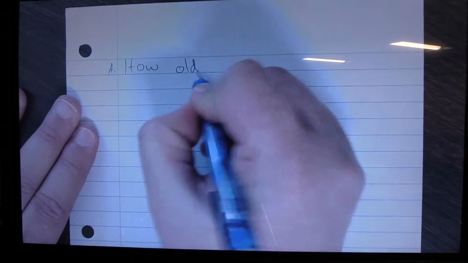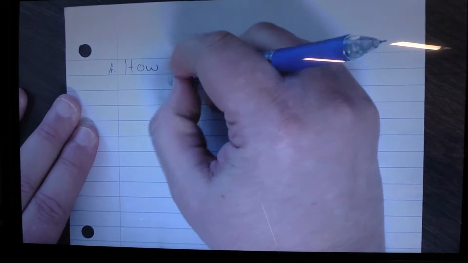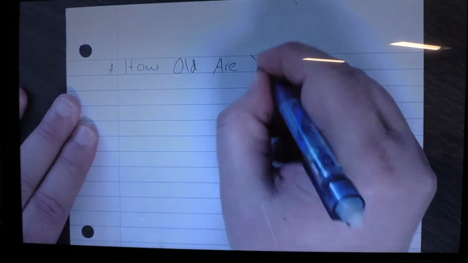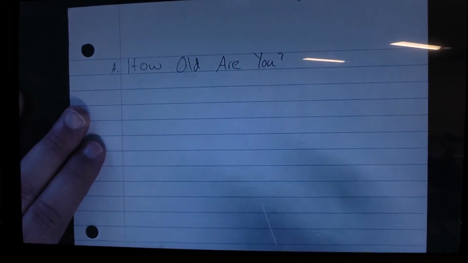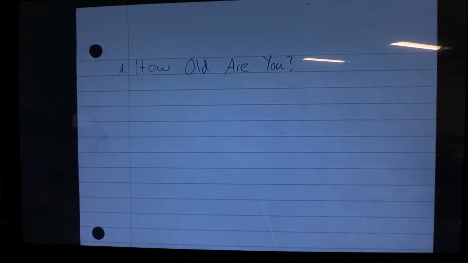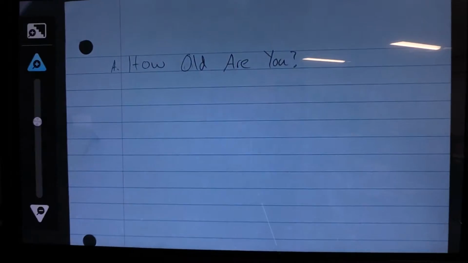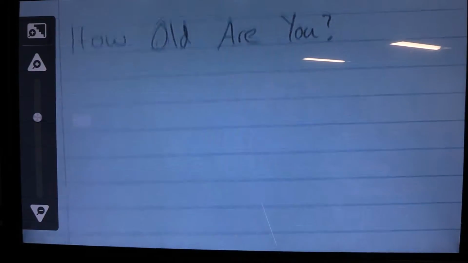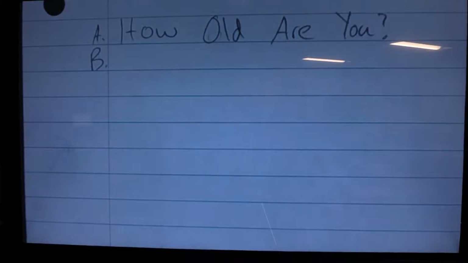And I'm going to come up with my question, and this is for part A. My question that I'm going to ask the students is, how old are you? Now, it's also going to be the title of my dot plot, so I'm going to phrase it like that. Part B is simply going to be me writing down the data. Okay, students, if you want to share how old you are, raise your hand, okay? Alright, so I'm just going to go around the room.